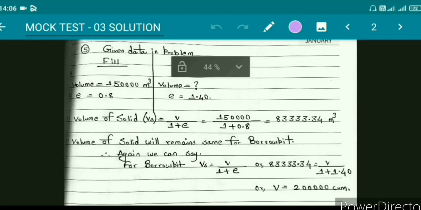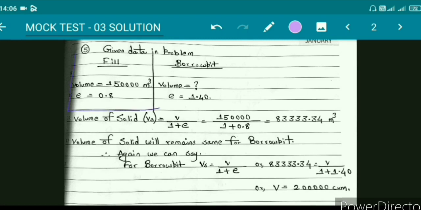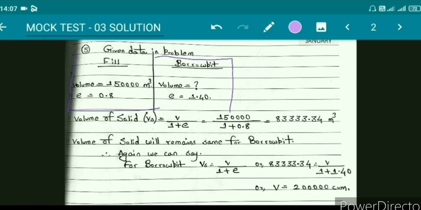So let's move to the solution part. Here is the solution. So basically you can see that this is a field portion and this is the borrow pit portion. So the volume in case of field, it has given in the question that it is 1,50,000 m3 and the void ratio in case of field portion is 0.8. So the void ratio of borrow pit is also given in the question, that is 1.4. So by putting a simple formula, we can easily find a solution for that particular question.